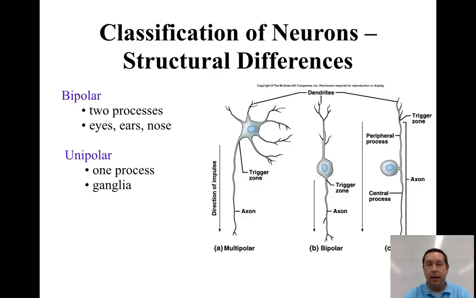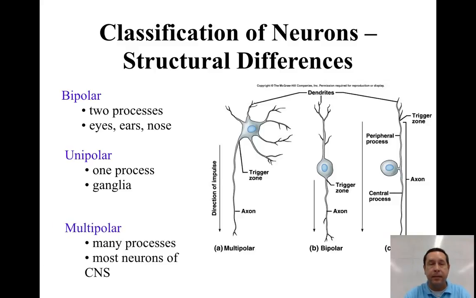Unipolar, you got basically one long axon which passes along the length of the cell, and the cell body's off to the side. And the cell bodies are usually collected together, called ganglia. And then you have the multipolar neurons. Many processes, multiple dendrites, typically a single axon, and these are found primarily in the central nervous system and in the motor nerves.